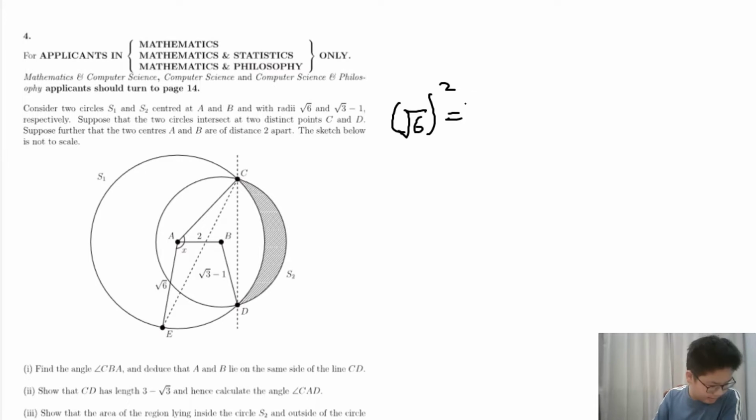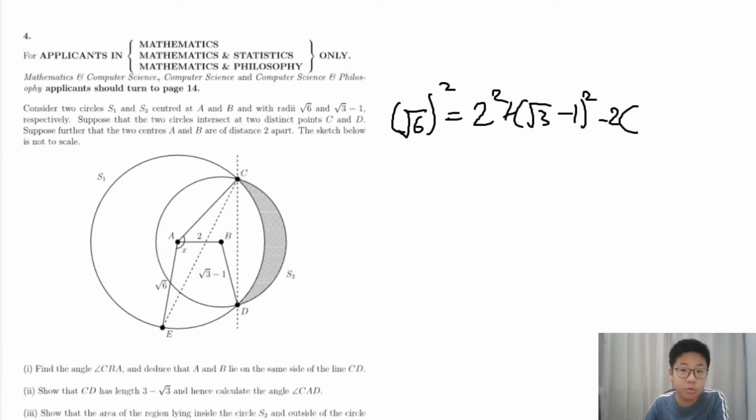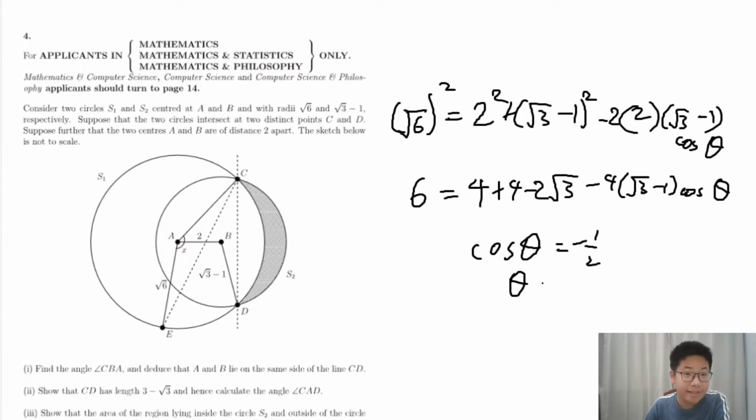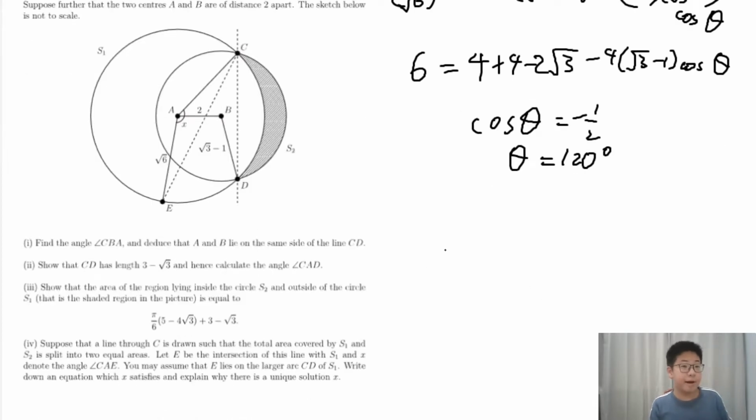So square root of 6 squared equals 2 squared plus square root 3 minus 1 squared minus 2 square root 3 minus 1 cos theta. So we are now going to simplify this. 6 equals 4 plus 4 minus 2 root 3 minus 4 root 3 minus 1 cos theta. Rearranging this equation gives cos theta equals negative half and theta equals 120 degrees. There. So that CD has length 3 minus root 3.